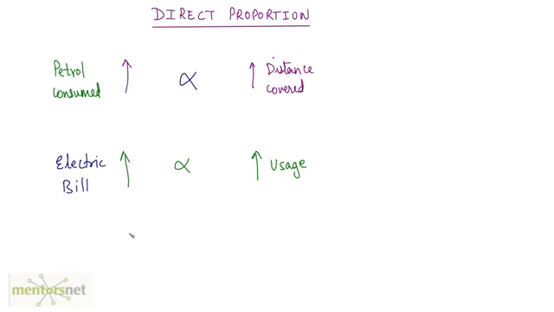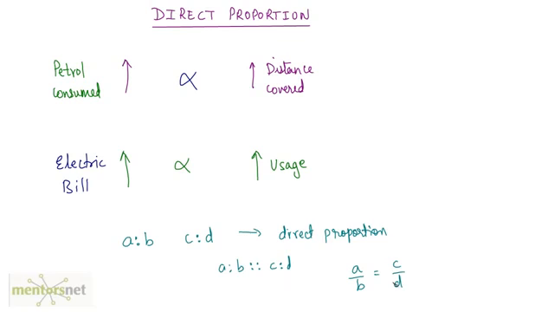So let us assume that there are two ratios, A is to B and C is to D. So if these ratios are in direct proportion, then we write these as, you already know this, A is to B is proportionate to C is to D. And therefore A by B is equal to C by D. A proportion is nothing but equality of two ratios, right? So whenever ratios are in direct proportion, you write them like this.